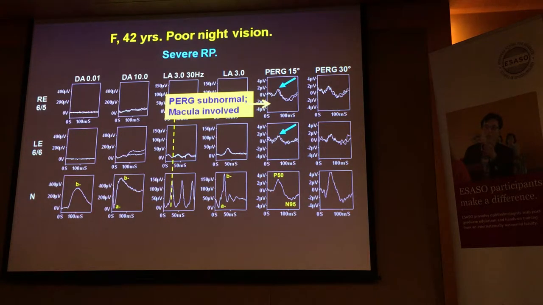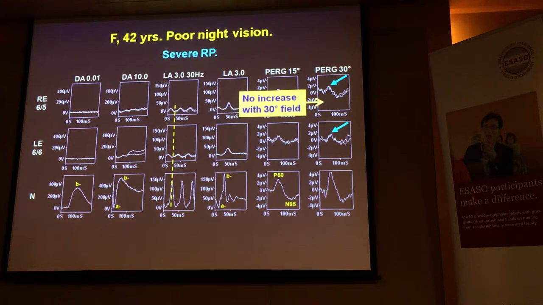When we go to the perimetry, the 15 degree field is small, reasonably good. It's enough to give you 6/5, 6/6 vision. Not a good measure of visual function, but it's okay. But when we go from a 15 degree field to a 30 degree field, in contrast to the patient we saw originally with ABCA4 disease, Stargardt disease, where the central perimetry was lost and the peripheral one was good, here there's no change whatsoever as we go from 15 to 30 degrees. So the area of retina between 15 and 30 degrees has already lost function.